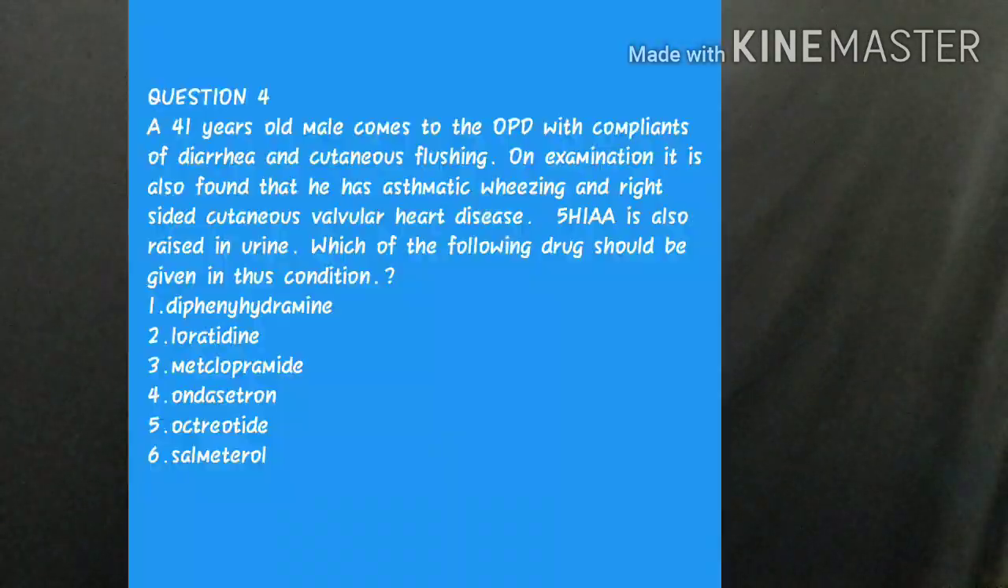Okay, now let's see other options. Other options like diphenhydramine or loratadine are antihistaminic drugs. These are given to confuse you, because many people will think that because the patient has cutaneous flushing, we can give option 1 or option 2. And because the patient has asthmatic wheezing, a few people will think that option number 6, salmeterol, can be the right answer. But you have to go to the main disease. The main disease is carcinoid syndrome. You have to treat that, and the drug of choice for carcinoid syndrome is octreotide.